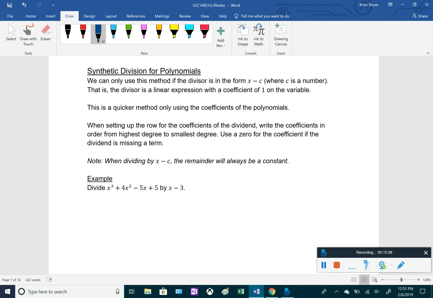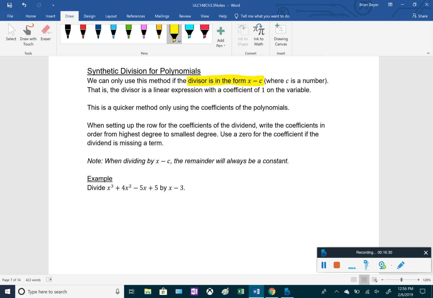So that was long division. For synthetic division, it's going to look a lot different. It's going to be a little bit shorter. The key for this one is we cannot always use synthetic division. We can only use this if the divisor is in the form x minus c or x plus c, where the c is just a number here. So that means the divisor is a linear expression with a coefficient of 1 on the variable.